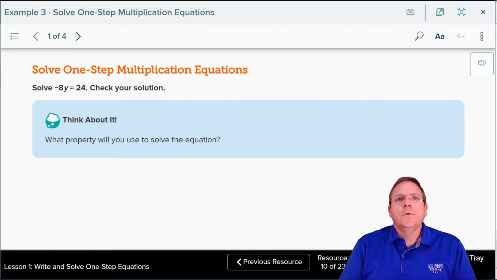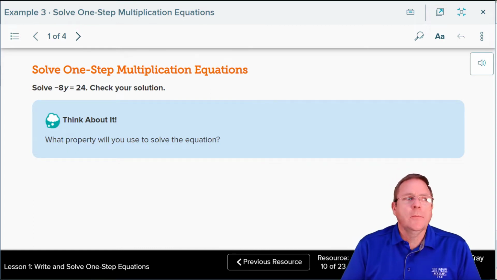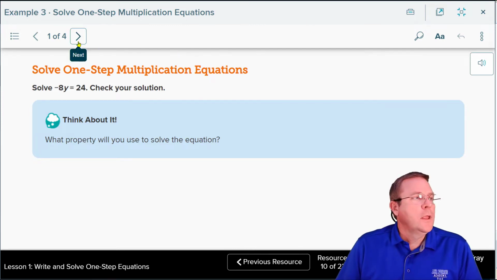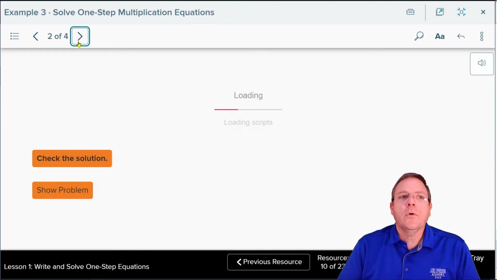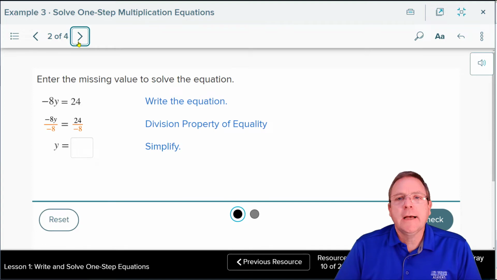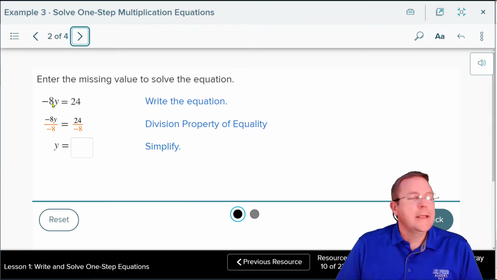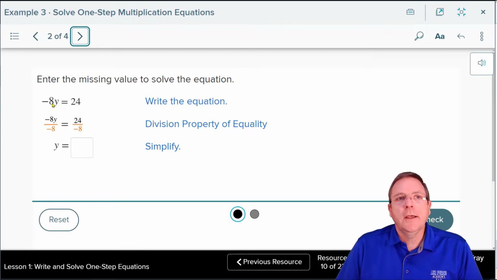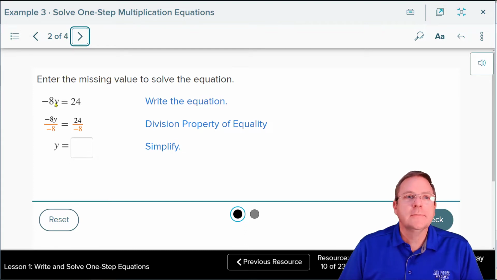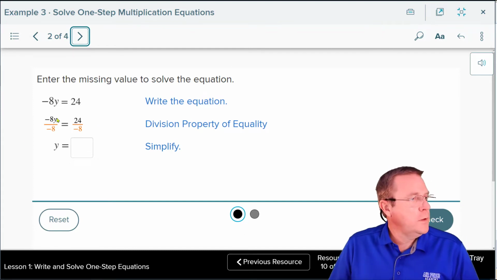Example 3 deals with doing a one-step multiplication problem. For this one, they give us negative 8 times y is equal to 24. And once again, we're going to work this like we work all the other equations we do. The final goal of an equation is to isolate the variable. The variable in this case is y. Y's friend is negative 8. And what's negative 8 doing to y? It's multiplying. So what's the inverse operation of times negative 8? Well, it's going to be divide negative 8 on both sides. And that is exactly what you see going on here.